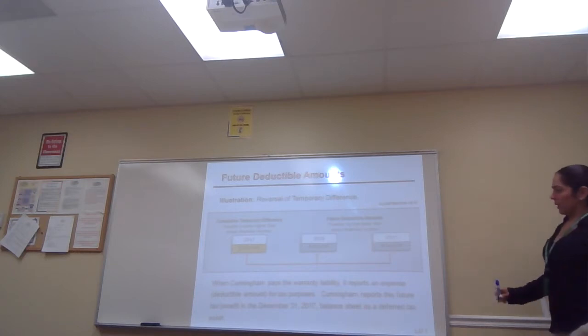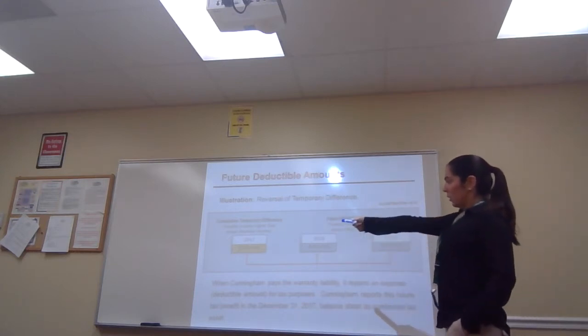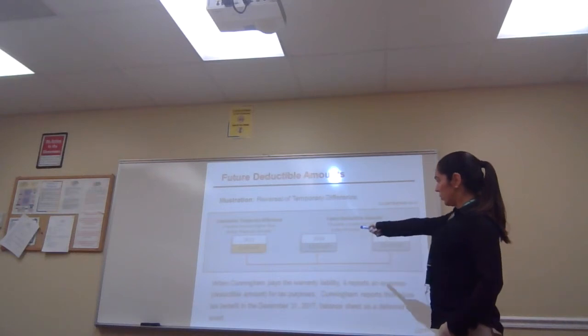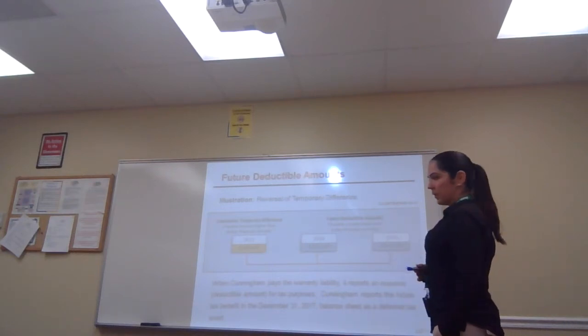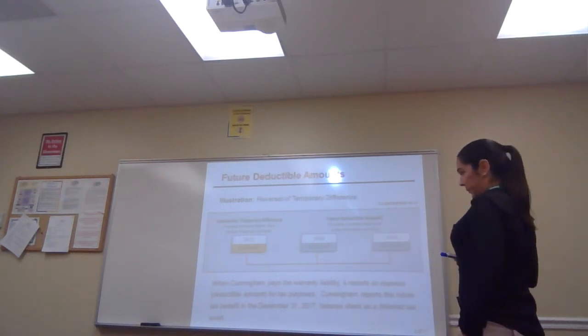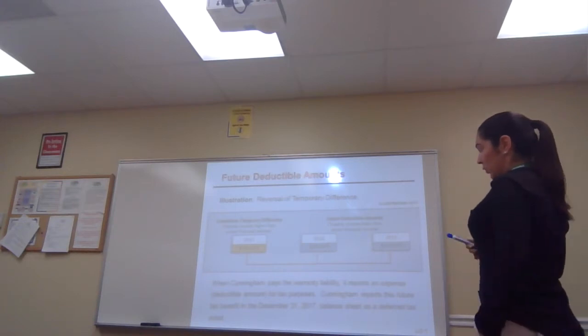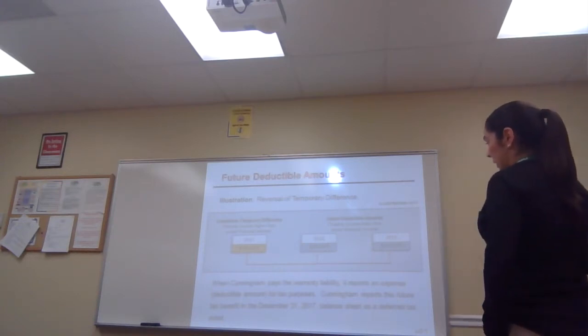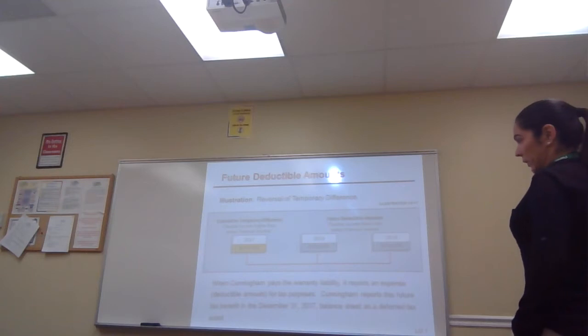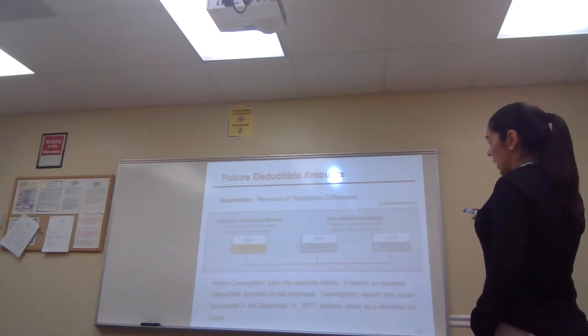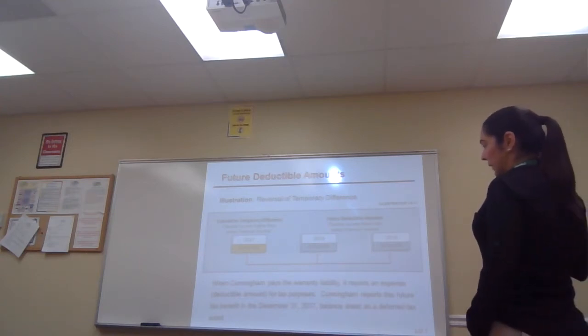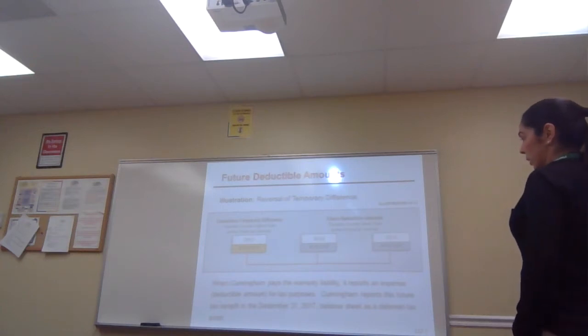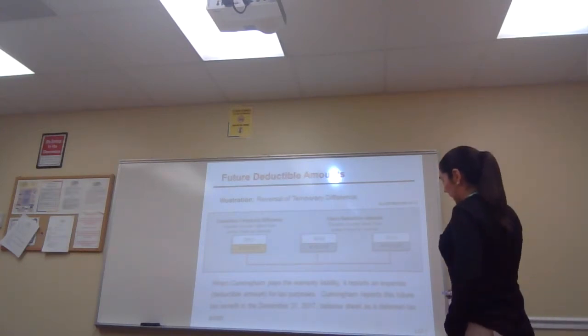So exactly here we have another problem. 500,000 in year 1, 2018, 2019 split evenly, 250 and 250. So when Cunningham pays the warranty liability, it reports an expense, which is a deductible amount for tax purposes. Cunningham reports this future tax benefit in its December 31st, 2017 balance sheet as a deferred tax asset.